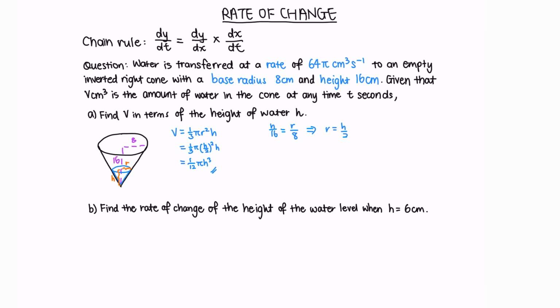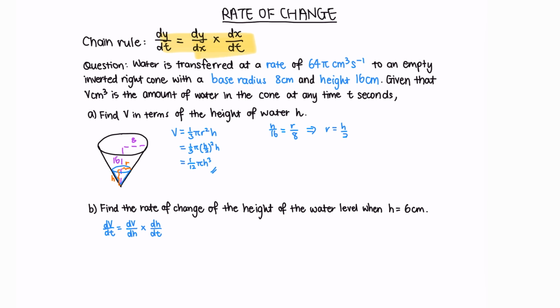Now what I want you to take away from this is that for rate of change, when there are two unknown variables over here, we usually like to express one variable in terms of another variable in order to eliminate one of the unknowns. We'll see how this is useful in part B, where we want to find the rate of change of the height of the water level when h equals 6 cm.